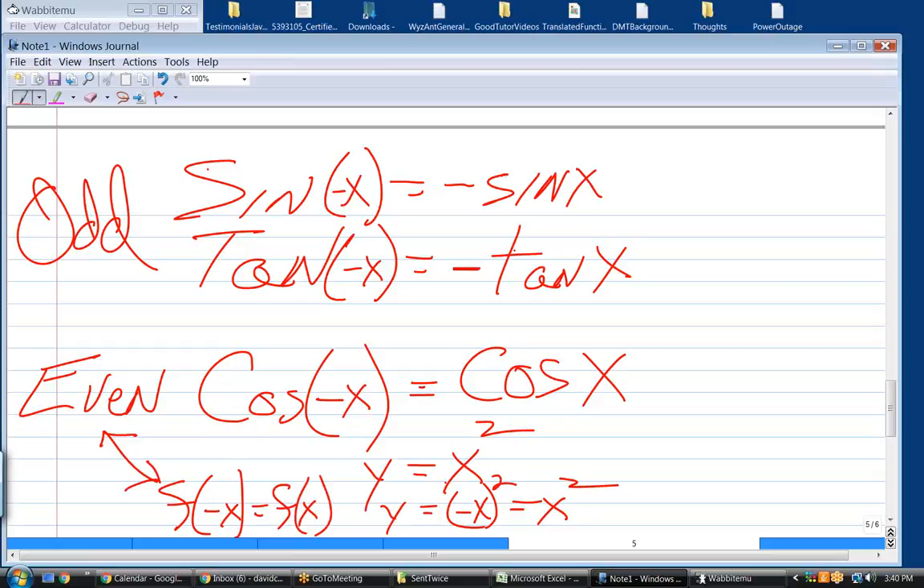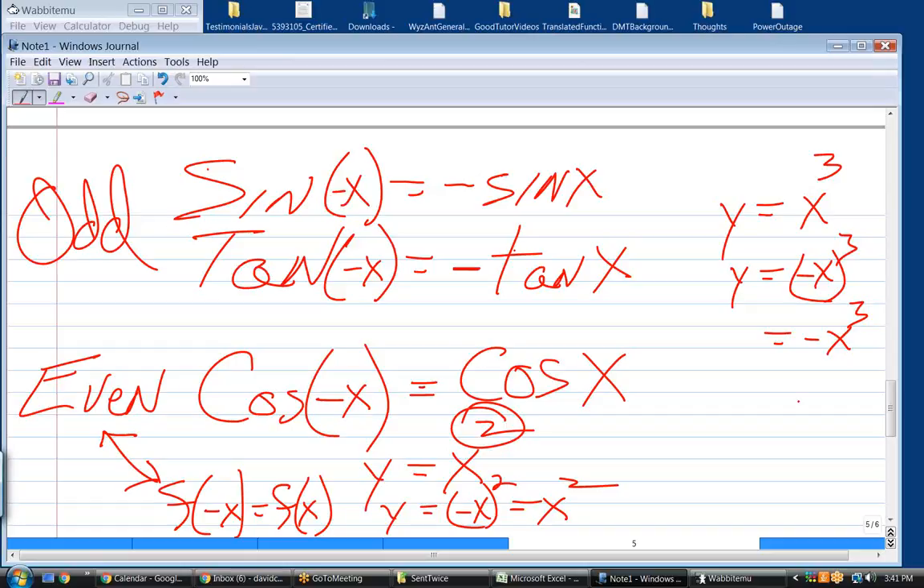And I use the polynomial to memorize it because if the exponent is even, it's an even function. If the exponent is odd, it's an odd function. In other words, if I have y equals x cubed, that's an odd function. Why? Well, if I substitute minus x for x and cube it, I end up with minus x cubed. So my f of x has turned into minus f of x, which is the definition of an odd function.